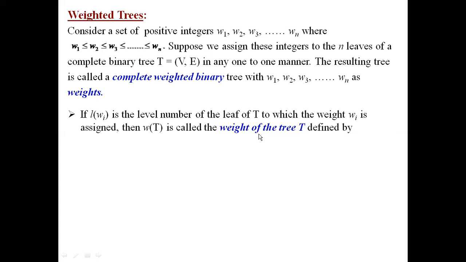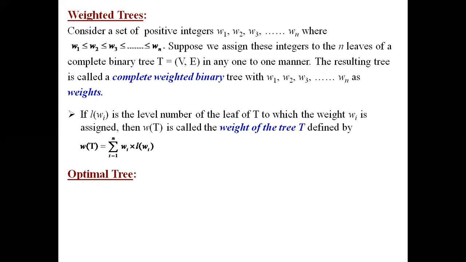Then W of T gives us the weight of the tree, defined by W of T equal to summation i equal to 1 to n of Wi into L of Wi. Wi gives us the weights of the leaves, multiplied by its level number, L of Wi. So we take the summation over i equal to 1 to n. It means for every leaf we will be able to do this, and we sum up all of them to get the weight of the tree. Weights of the leaves multiplied by its level number, we sum up for each one of them, which gives the weight of the tree.